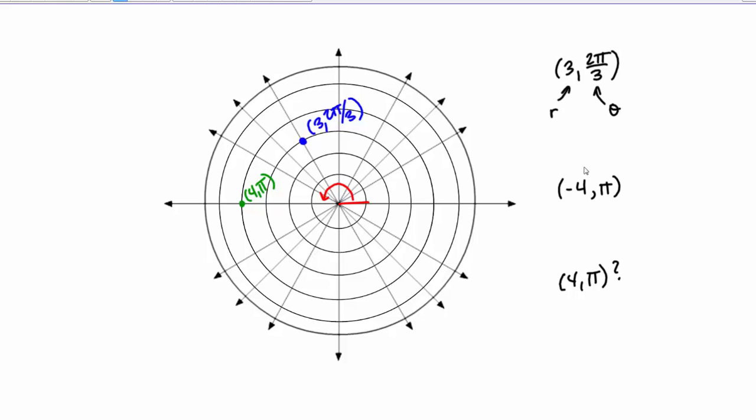But I'm asked to plot negative 4 pi. Basically what that is, the fact that the radius is negative, it's just going to mean I'm going to be reflecting through the pole. So then negative 4 pi is going to be along this same line here, but on the opposite side of the pole. So over here is my point, negative 4 comma pi.